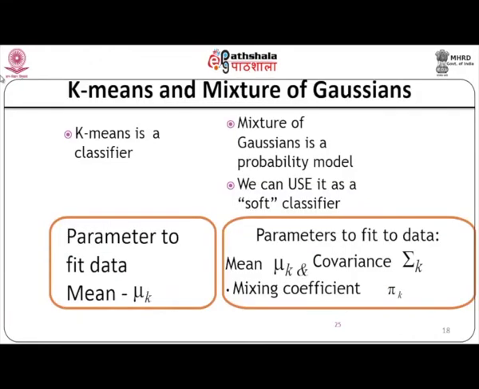So, now let us try to connect k-means and mixture of Gaussians. K-means is a classifier and mixture of Gaussians is a probability model. So, we can use it to develop a soft classifier. The parameters to fit the data are the mean, the covariance and the mixing coefficient. These are the three parameters of the model. In the simple case of k-means as a classifier, we used only the mean. Here we are going to use the mean, the covariance or variance, and the mixing coefficient.